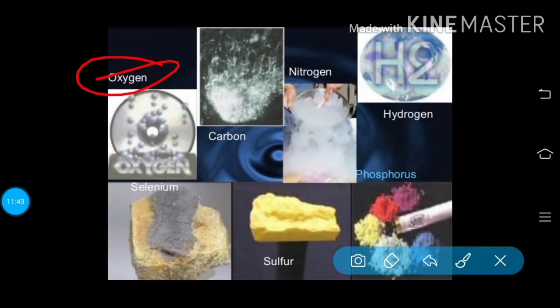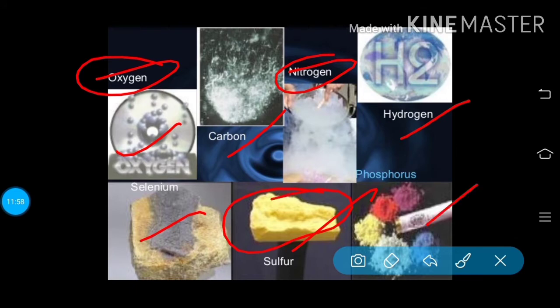And here I want to show you some examples of non-metals. Oxygen, okay, this is the oxygen. Nitrogen, you know that oxygen and nitrogen are both gases. Hydrogen, again a gas. Carbon, selenium, sulfur, this is the sulfur, yellow color, okay, and phosphorus. So these are all images of non-metals.